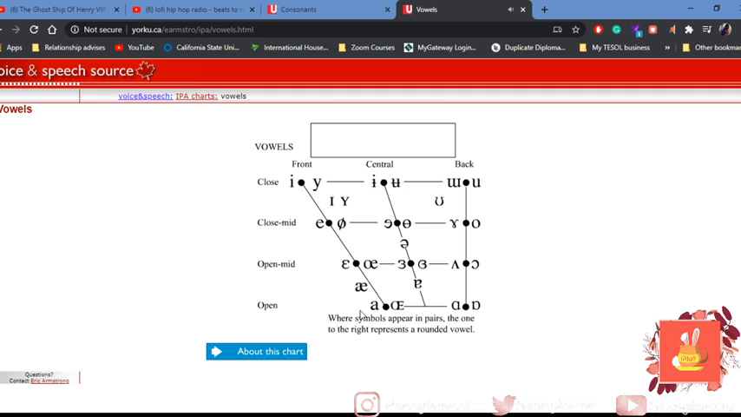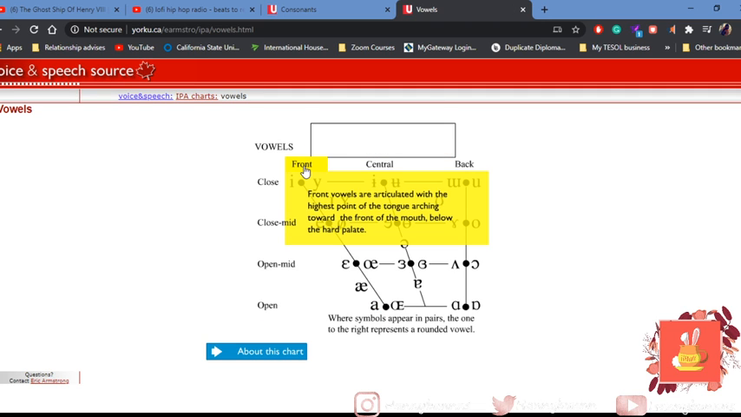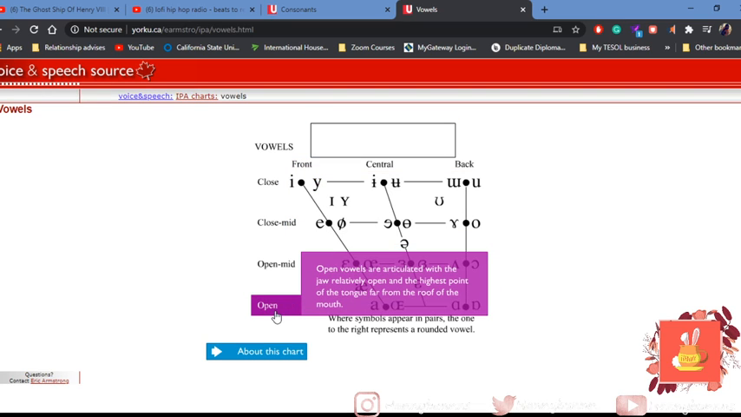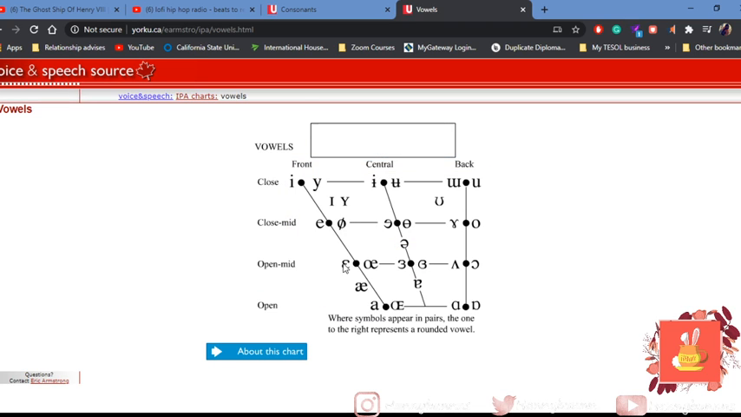It's open A, and then it's a front. So this one says that front vowels articulate with the highest point of the tongue arching toward the front of the mouth, below the hard palate. Open vowels are articulated with the jaw relatively open to the highest point of the tongue, far from the roof of the mouth. So these are just references because they do give you a name.